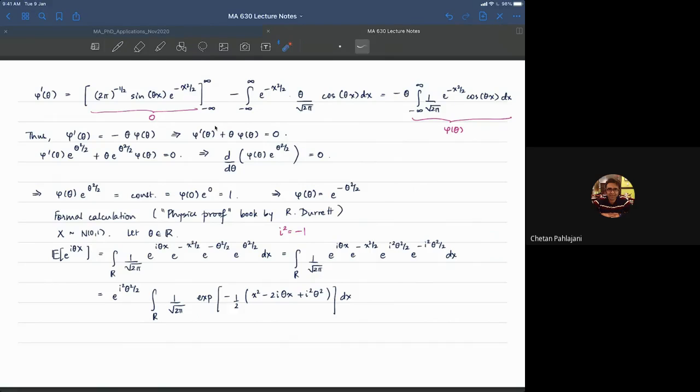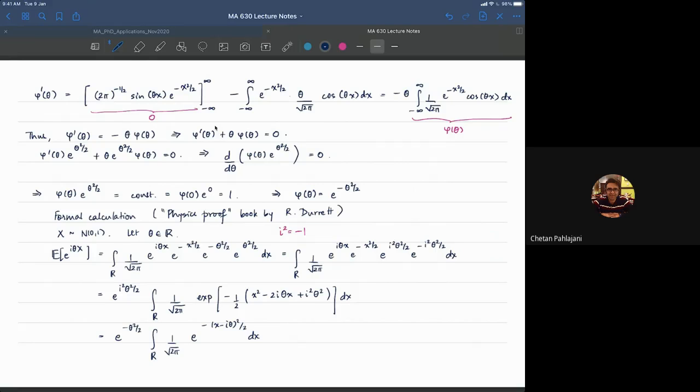The thing is, you have to keep in mind that here you have x squared over 2, and here you have i theta x. So when you're completing the squares, you should have i squared theta squared over 2 and minus i squared theta squared over 2. So this is e to the, well, i squared is minus 1, so minus theta squared over 2, the integral over R of 1 over root 2 pi, and then e to the minus (x minus i theta) squared over 2 dx. And then you do something, well, at least I am extremely uncomfortable with doing this.